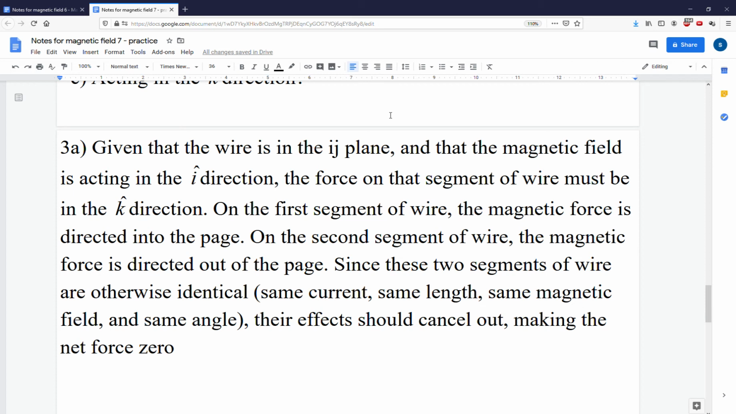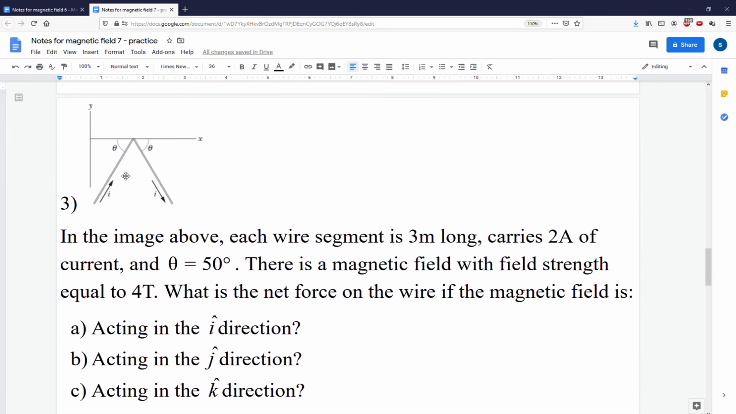Recall that if the two inputted vectors of a cross product are both in the IJ plane, then the result must be in the K direction. And so the force on each of these segments is in the K direction.